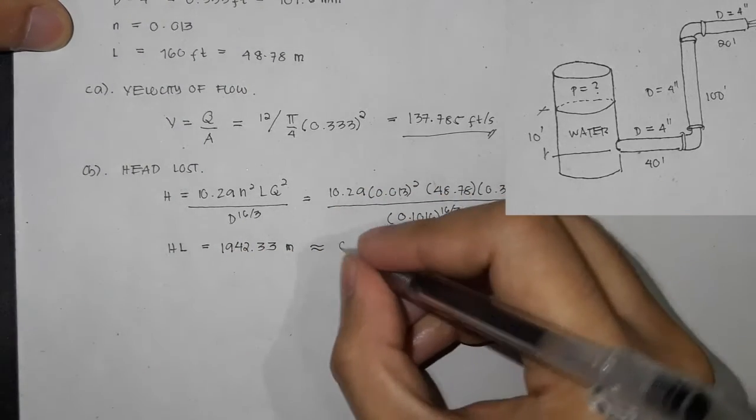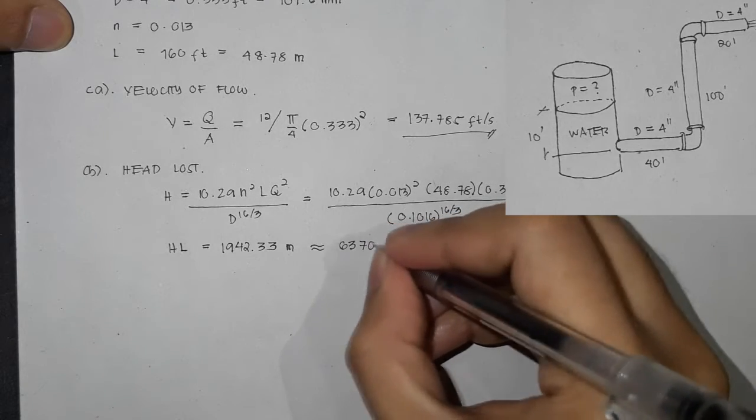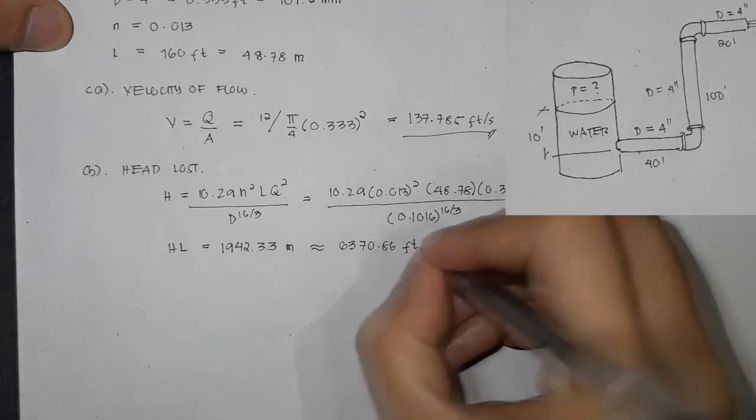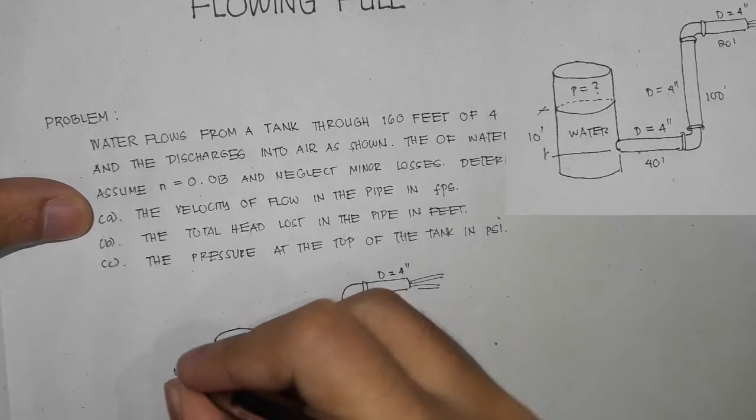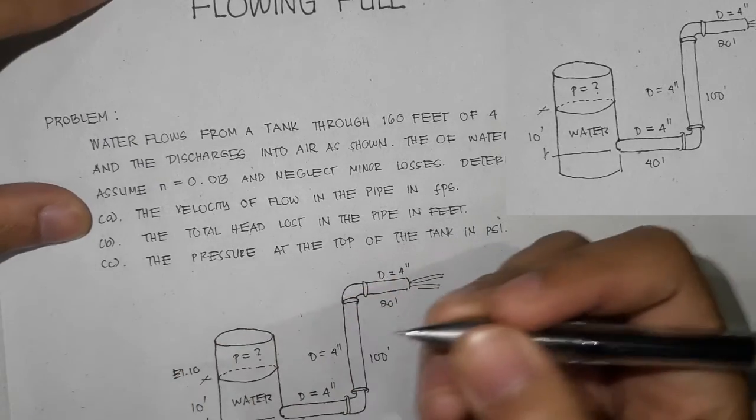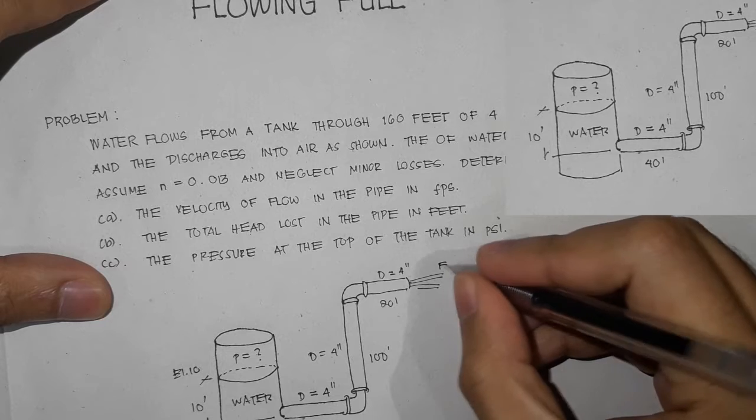Convert it to feet, you will get 6,370.86 feet. Since the elevation is given, make the center line of the pipe as the datum line.